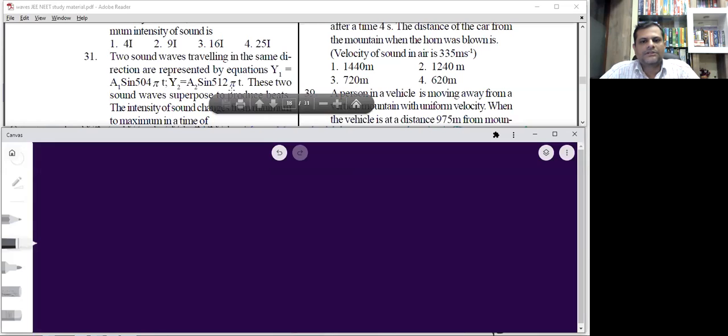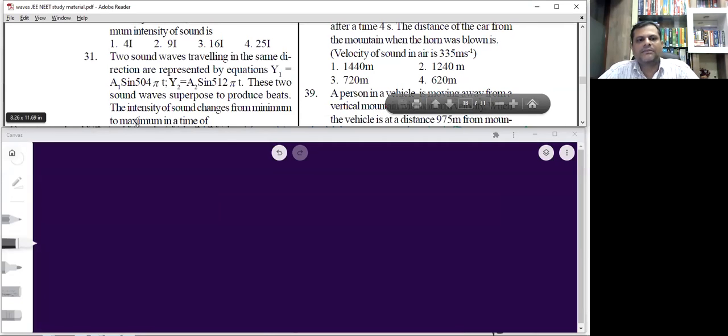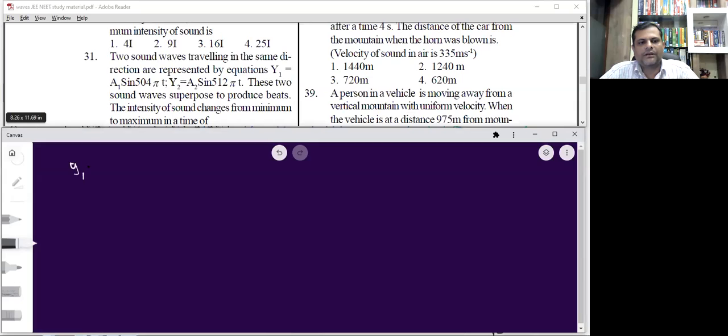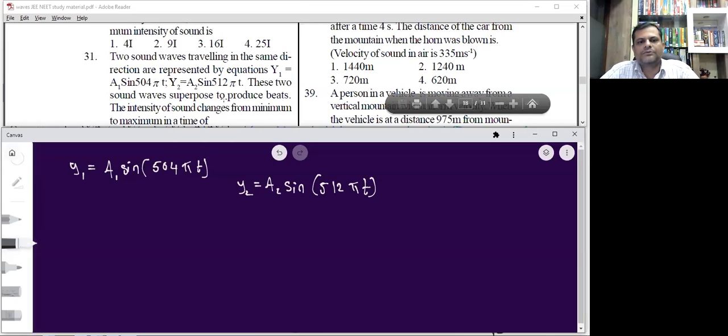Yes, just read it. Two sound waves traveling in the same direction are represented by y1, which is going to be equal to a1 into sine 504 into pi t. Okay, and y2 here is given to be a2 into sine of 512 pi t. So these two sound waves are superposed to produce beats. Then the intensity of sound changes from minimum to maximum in a time of.